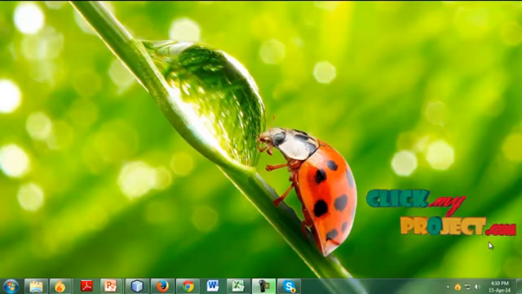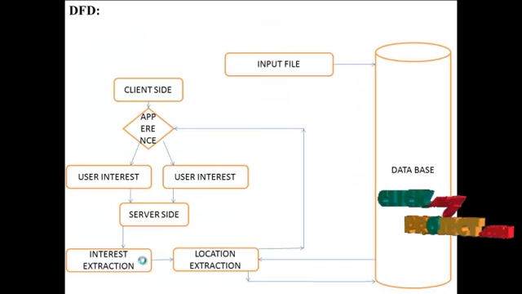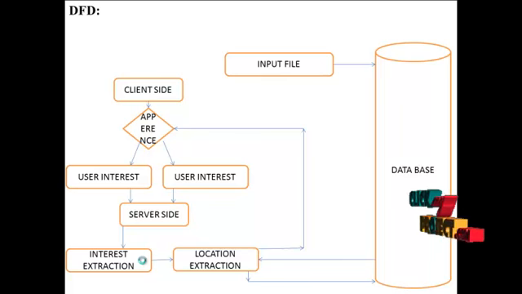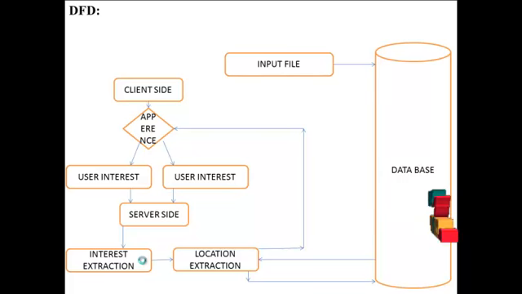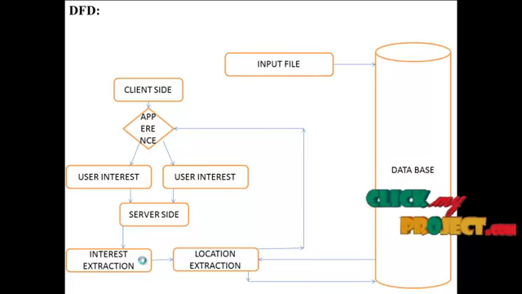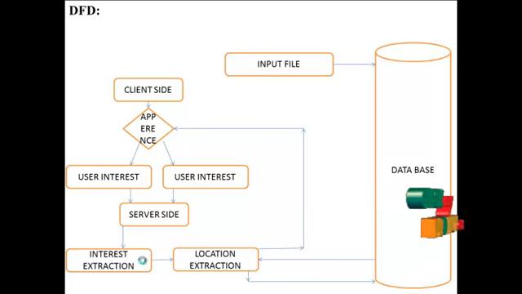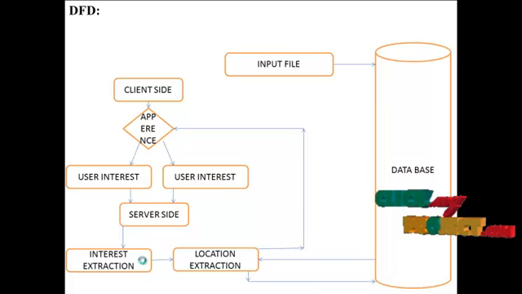Now we are going to see the data flow diagram of this project. The data flow diagram is used to explain how to develop this project. The important parts of the data flow diagram are client side, server side and database. Here our input file is collected from various places and this input file is imported into the database. The database acts as the backend data storage. Then we go for the client side. The client side acts as the user.